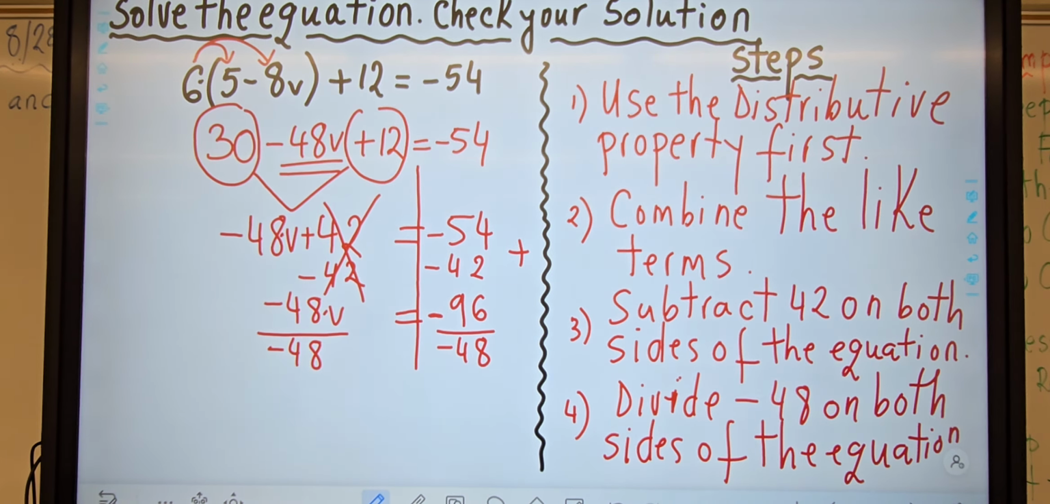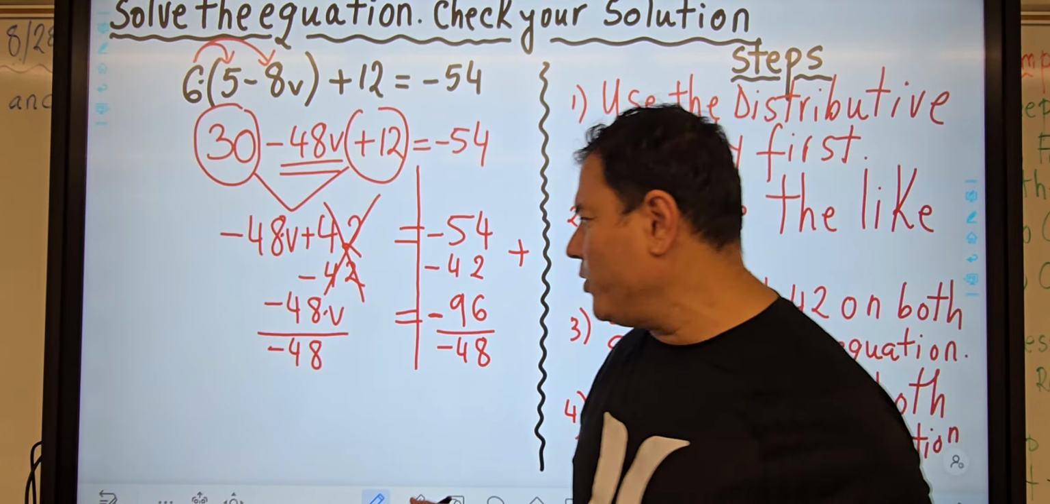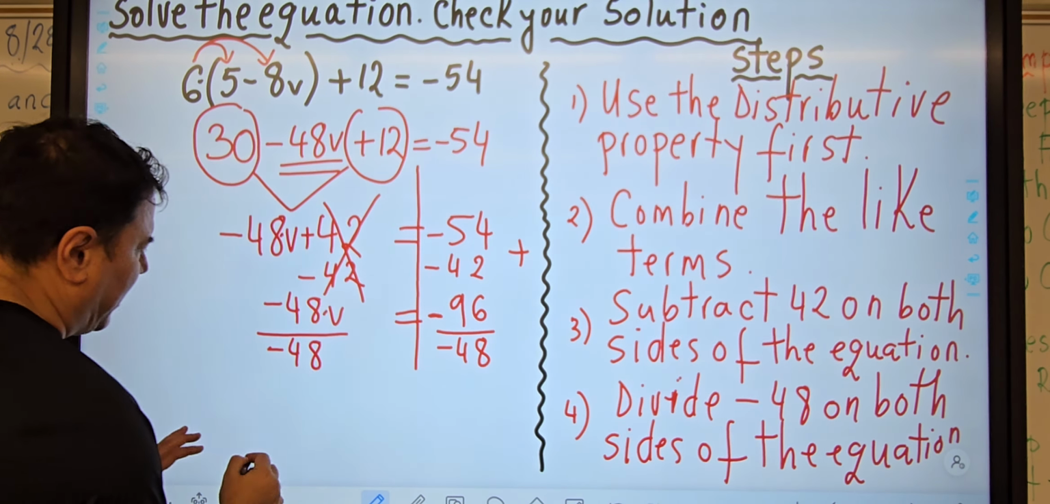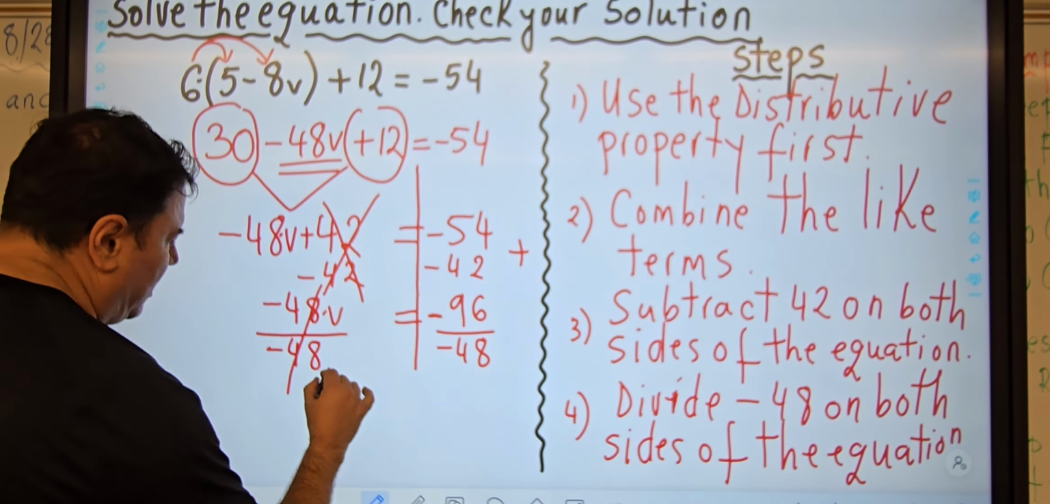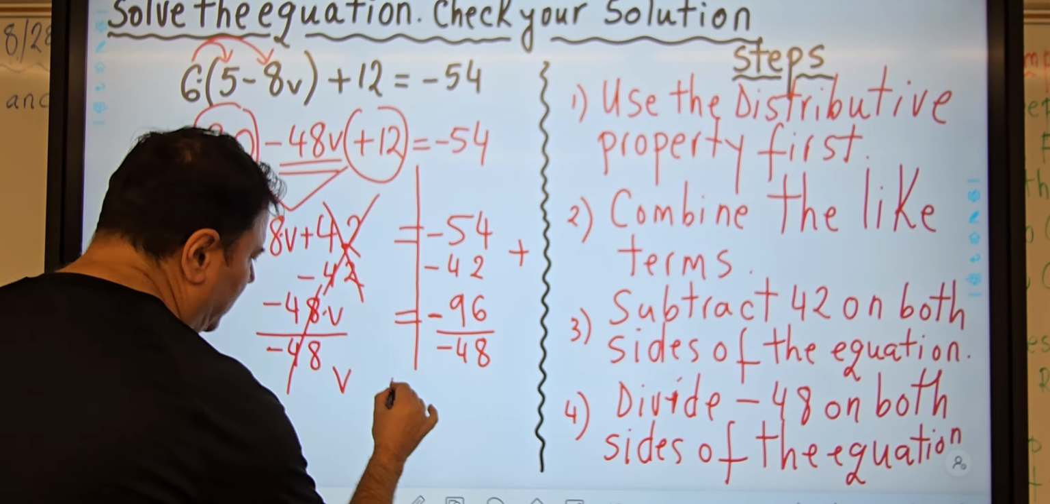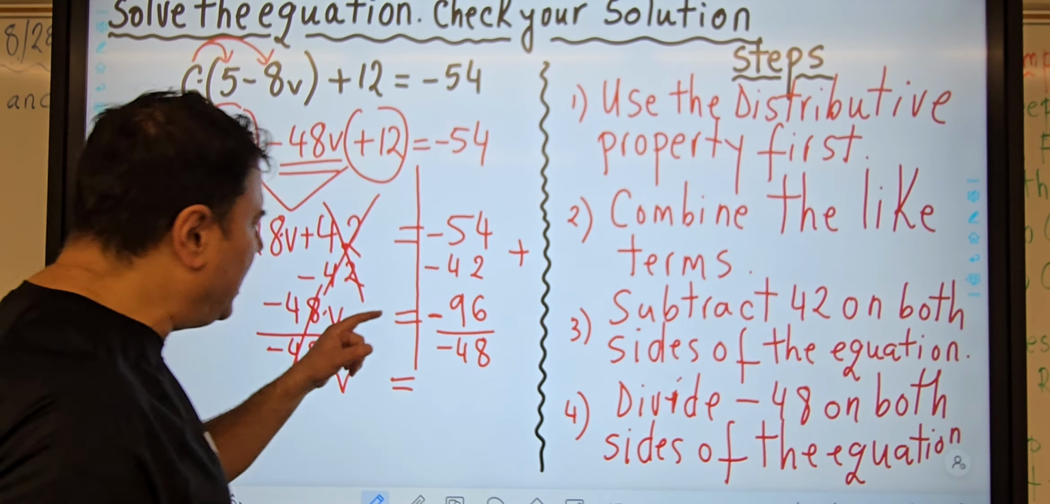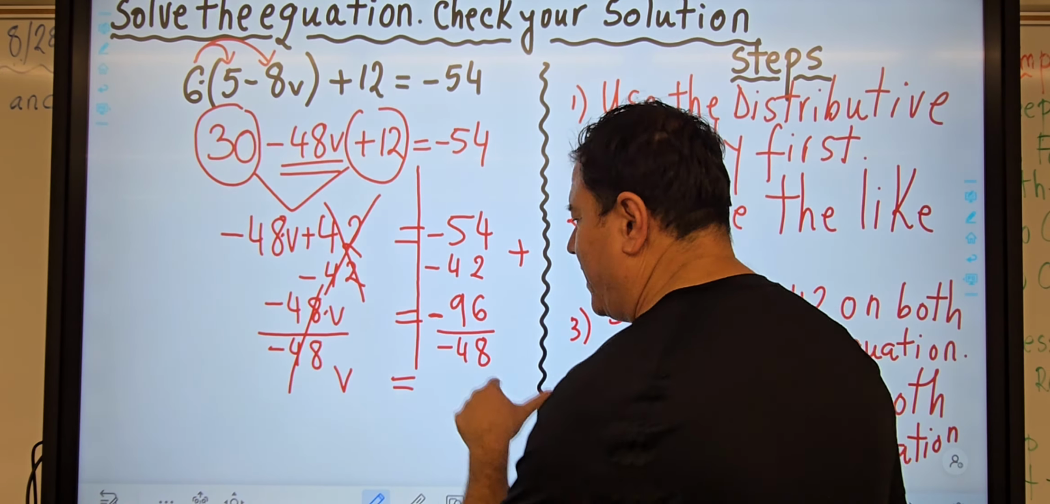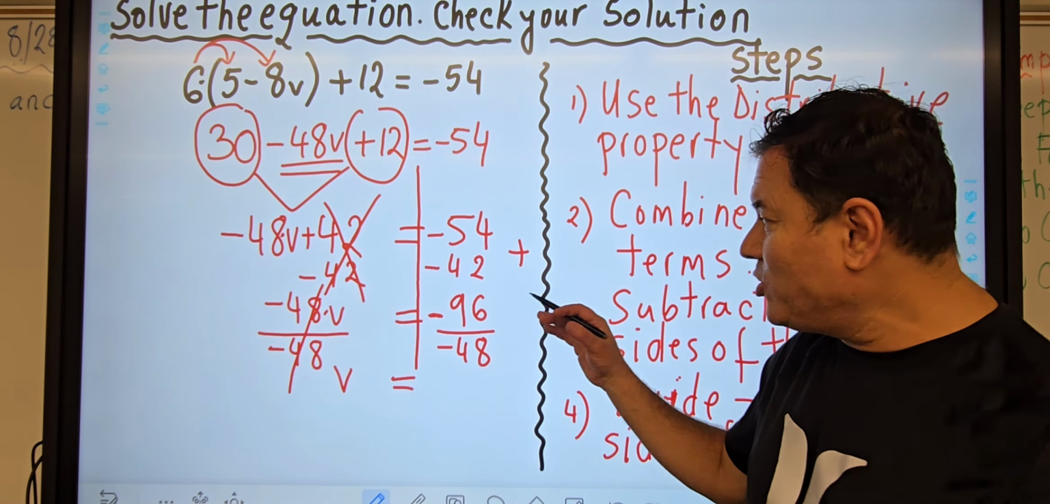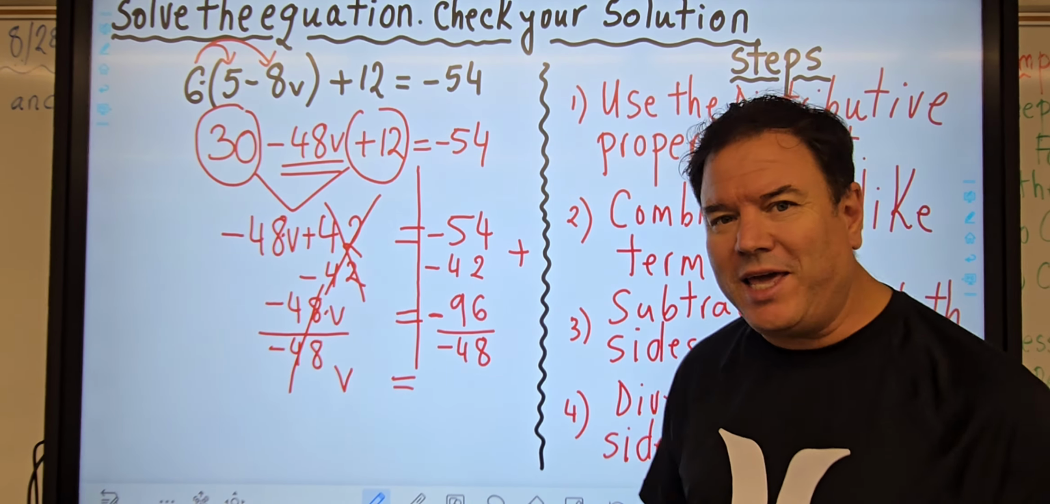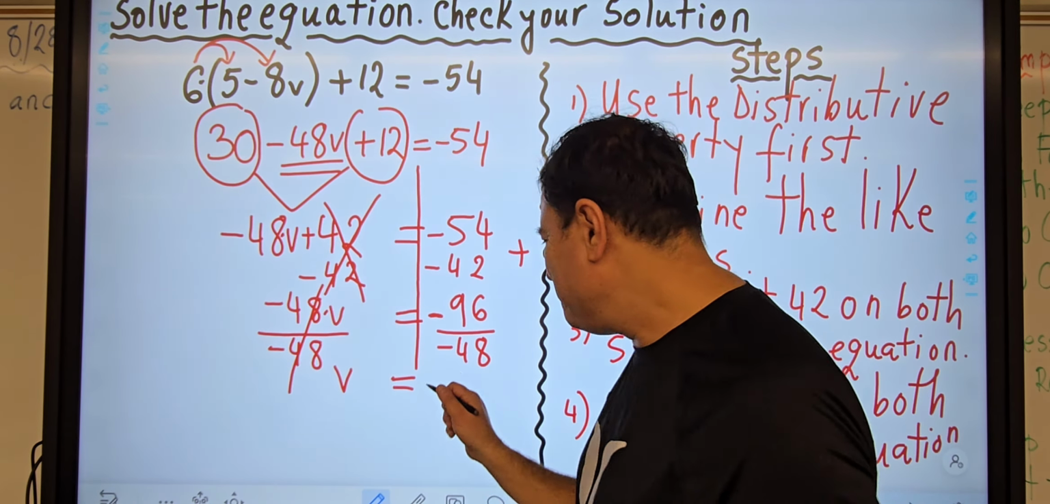So let's divide negative 48 on both sides of the equation. Negative 48 divided by negative 48 becomes a big 1v equals, we got the v by itself now. And now again, negative divided by negative becomes a positive. And actually, 96 divided by 48 becomes a 2.